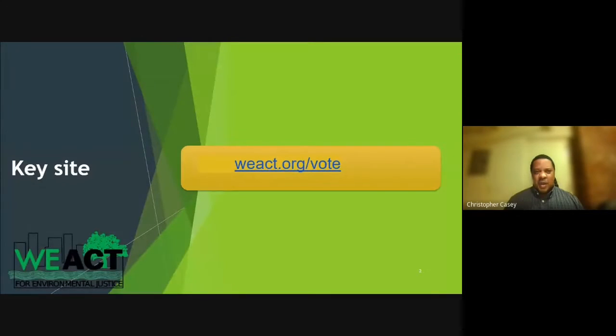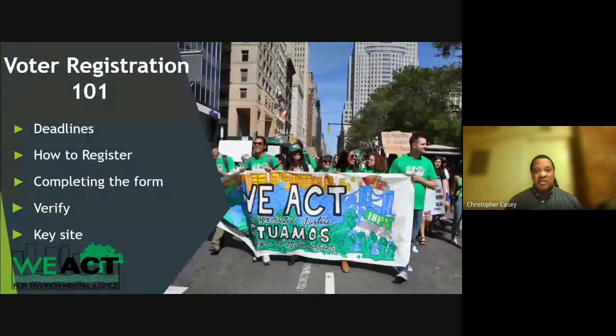Throughout this video, I'm going to reference this site. This is our central voting hub site where you can get all the information that you need about registering to vote and how to vote and all the different elements of voting. It's weact.org/vote. So just keep that in mind. Okay, so there are essentially 5 different components you need to know if you need to register to vote. Let's go over each component in order.